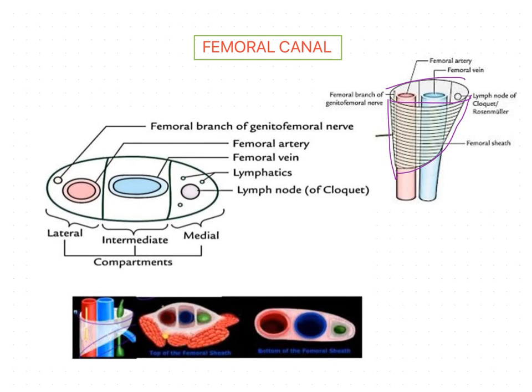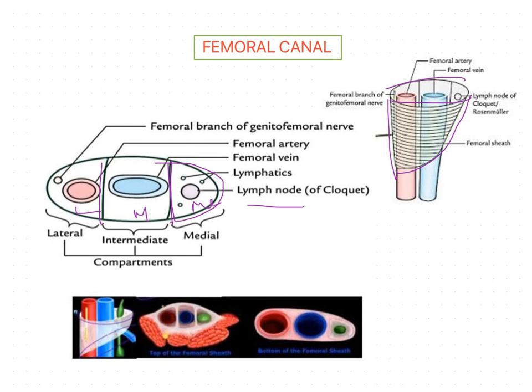This femoral sheath is divided into three compartments: lateral, middle or intermediate, and medial. The medial compartment of the femoral sheath is called the femoral canal. Normally, this femoral canal is associated with lymphatics and the lymph node of Cloquet.